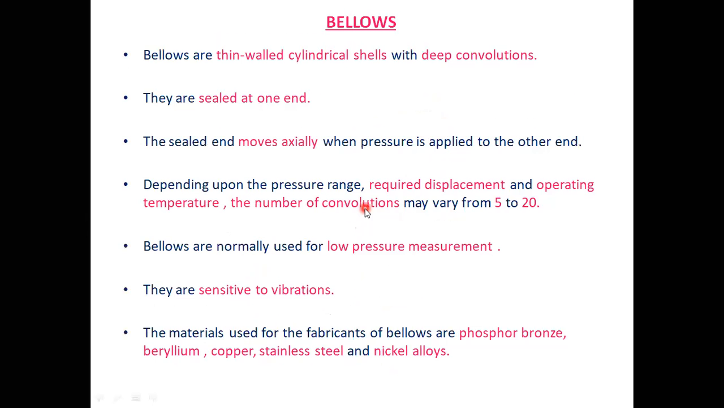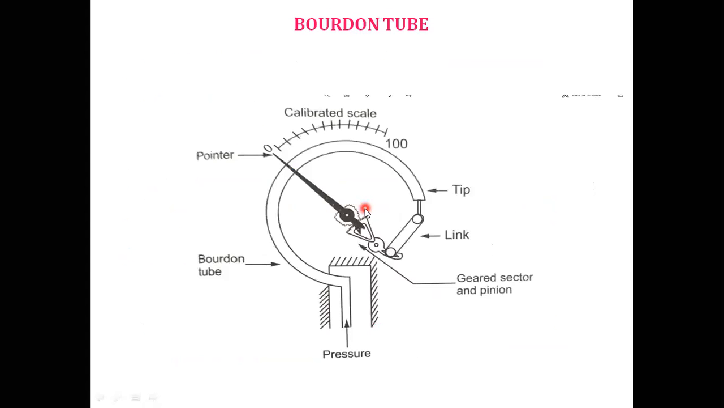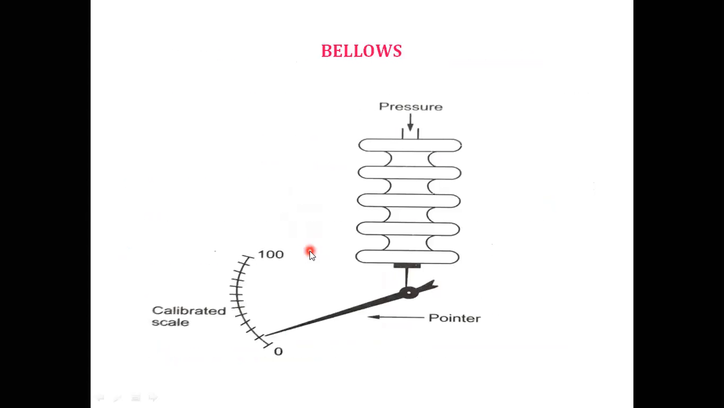The Bourdon tube is also similar. Pressure is applied, and tip movement takes place. This displacement in the tip movement causes movement in the links and gears. The gear movement gives the pressure. Whatever pressure we have applied is indicated on this calibrated scale. This is the difference between the Bourdon tube and bellows.